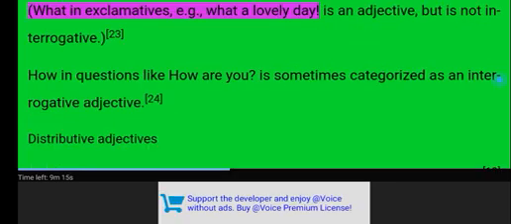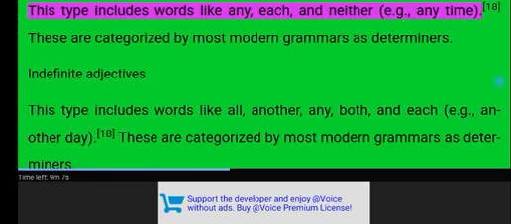What in exclamatives, e.g., what a lovely day, is an adjective, but is not interrogative. How in questions like how are you, is sometimes categorized as an interrogative adjective. Distributive adjectives. This type includes words like any, each, and neither, e.g., anytime. These are categorized by most modern grammars as determiners.